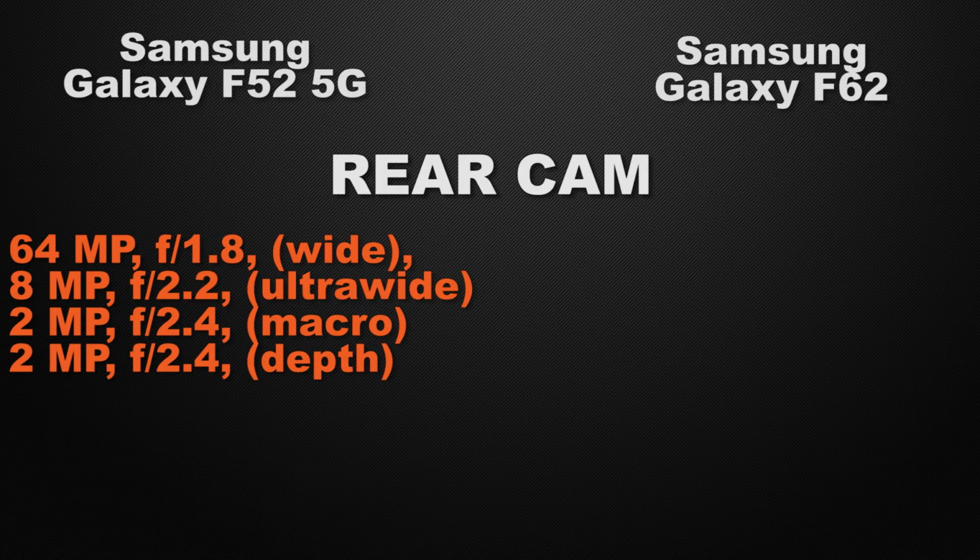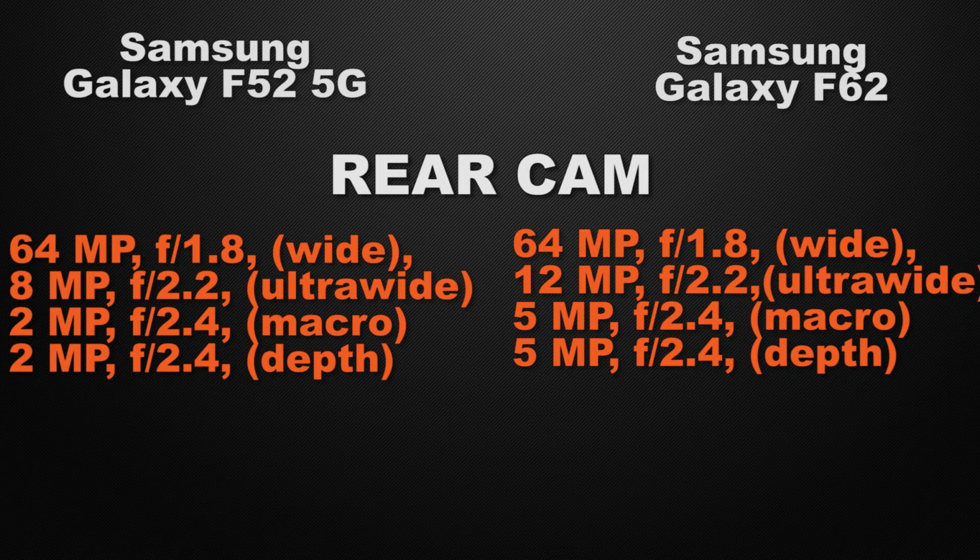Let the comparison start with the camera of the devices. Talking about the rear camera of the devices, F52 has a quad camera setup, 64 megapixel wide camera, 8 megapixel ultra wide camera, 2 megapixel macro camera and 2 megapixel depth sensor. Whereas F62 comes with a quad camera setup, 64 megapixel wide camera, 12 megapixel ultra wide camera, 5 megapixel macro camera and 5 megapixel depth sensor. So the winner here is F62 because it has better camera sensors.